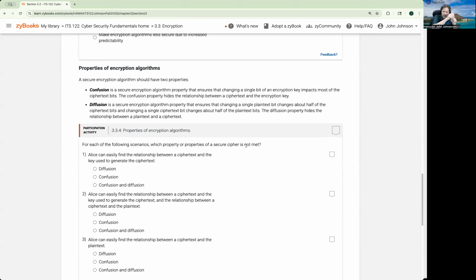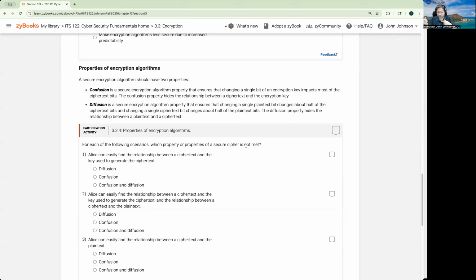So just making a little change in your key should result in most of the ciphertext bits being impacted. The confusion property we're talking about here hides the relationship between your ciphertext and the encryption key. If you change just a little bit of the encryption key, a lot of the ciphertext changes, so it's hard to see what the relationship is between those two.